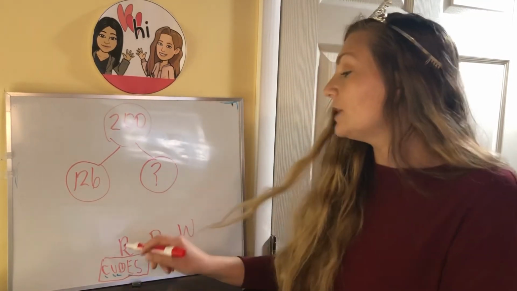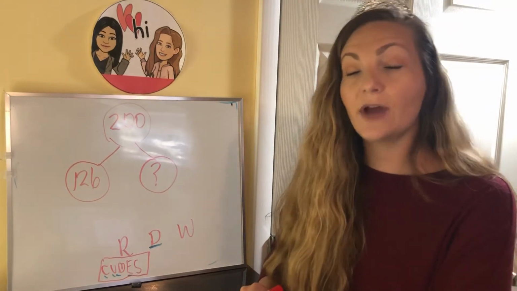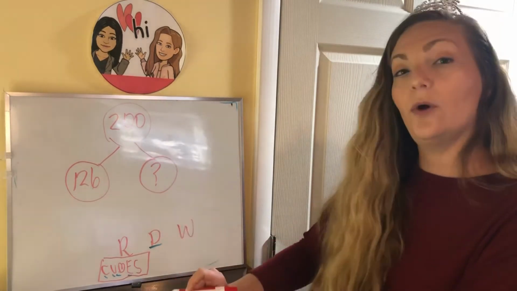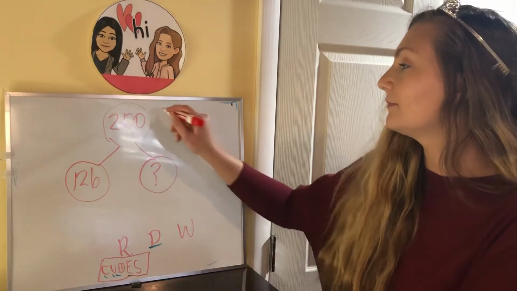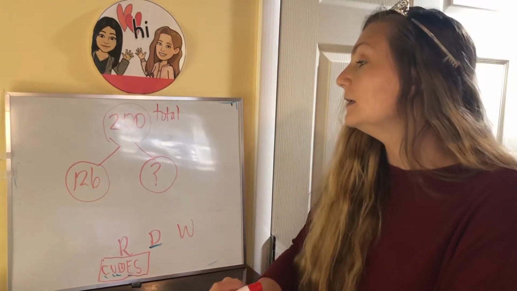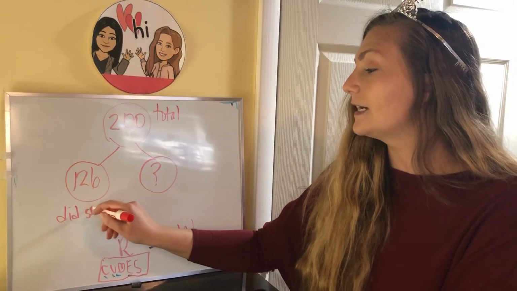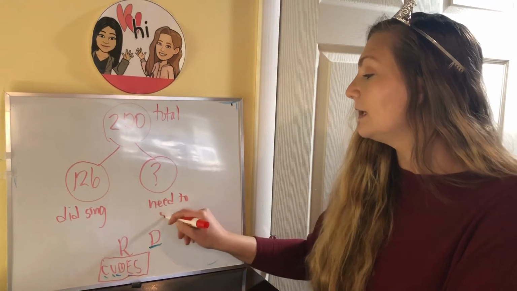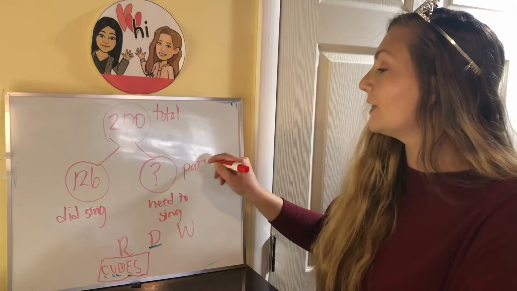So now that we've done our reading and drawing, now it's time to write a sentence, write a strategy, and then write our answer with a complete sentence. Are we looking here for a total or a part? What is the total? Our total is 200. They want to practice a total of 200 times. Right now, this is how many they did sing. They did sing this many times. This is how many more they need to sing. So is this a total or a part? Here we have a part we are looking for.